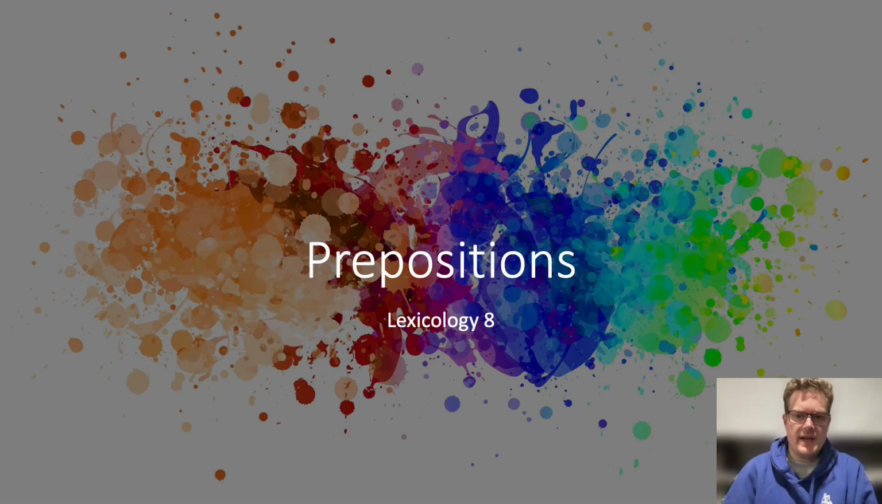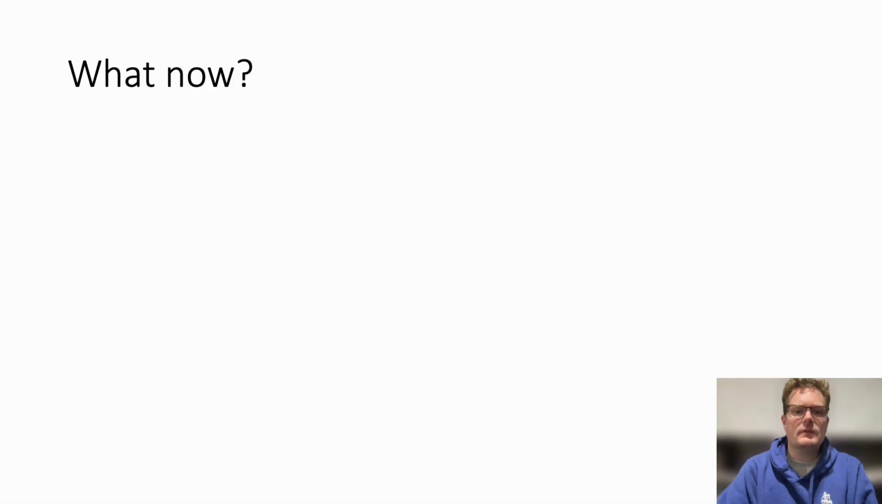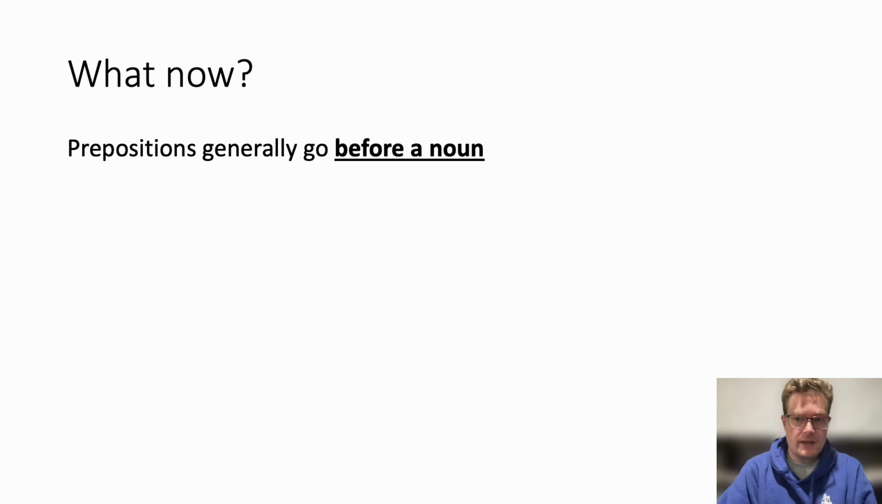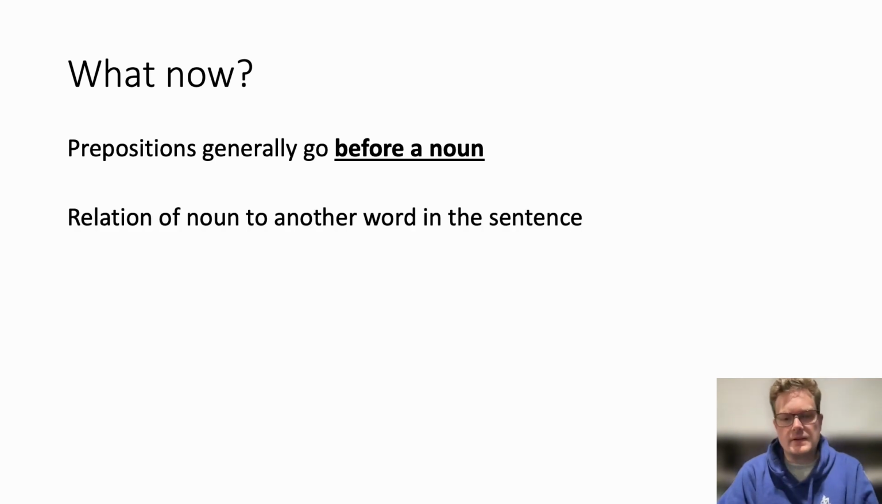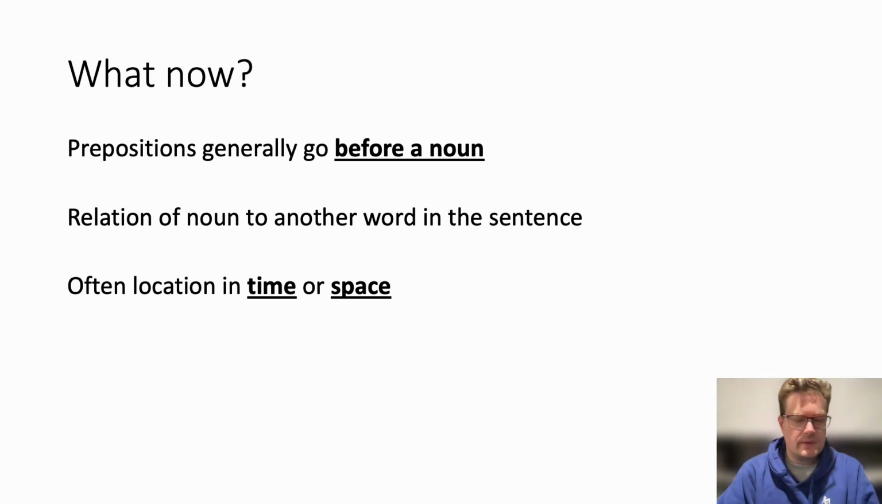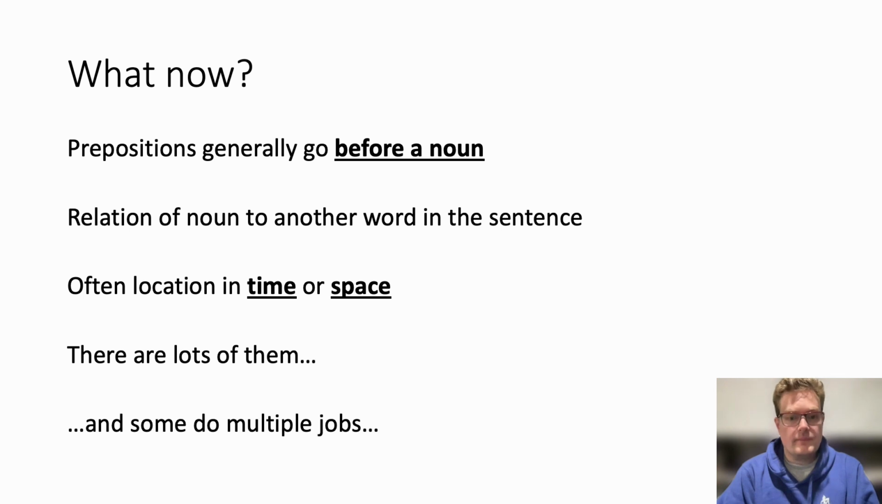Okay, we've made it to the last part of speech now, which is prepositions. Prepositions generally go before a noun and they show the relation of this noun to another word in the sentence. Often they have something to do with a location in time or space, and there's quite a lot of them, and some of them do multiple jobs.